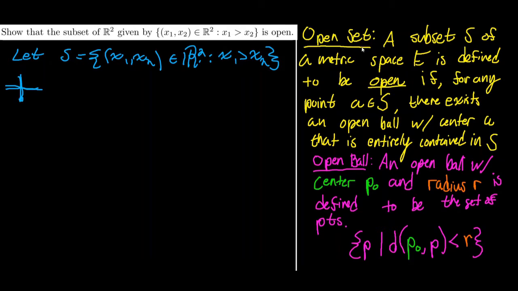So an open set is defined as follows: a subset S of a metric space E is defined to be open if for any point A in S there exists an open ball with center A that is entirely contained in S.